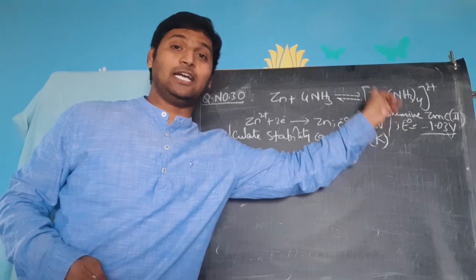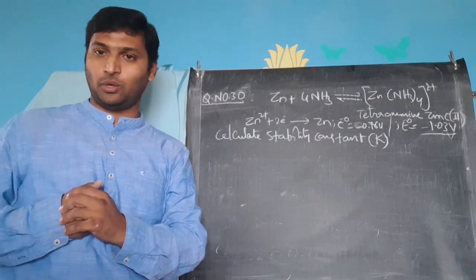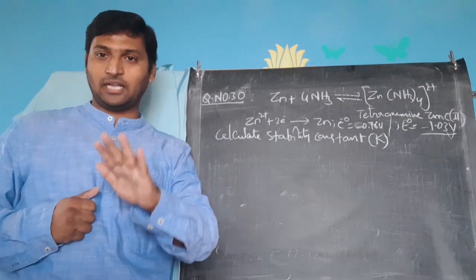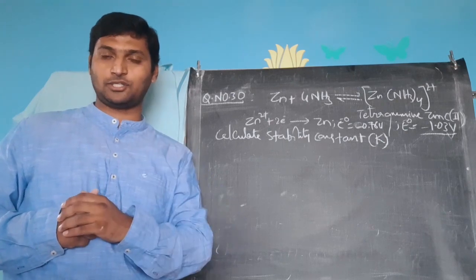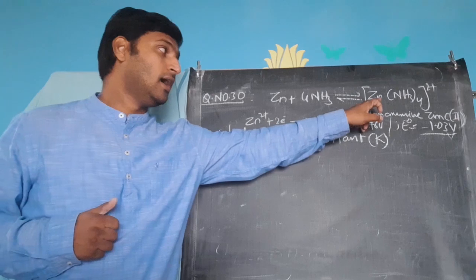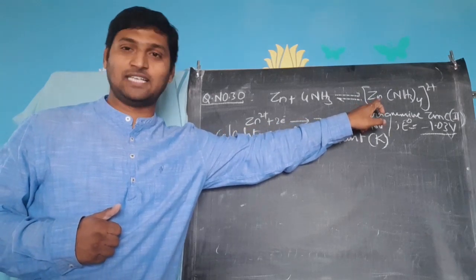The zinc ion Zn2 plus separately doesn't come out into the solution. That is a specialty of complex compounds or coordination compounds. First point to be understood. Then second thing, how do we calculate the oxidation state of zinc in this?